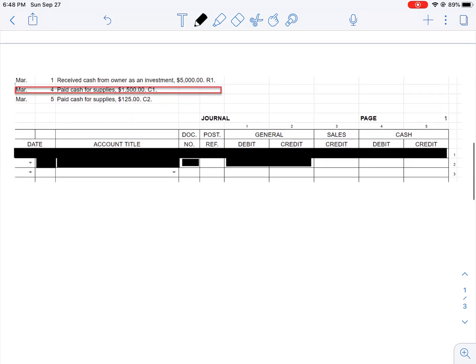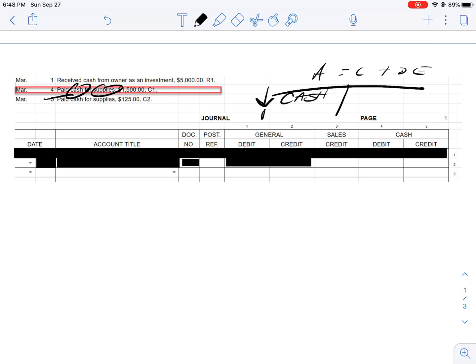Moving on here, paid cash for supplies. Again, let's go to this one, paid cash, supplies. Okay, assets equal liabilities plus owner's equity. We have my cash. We know that that is going down. We have my supplies, and that is going up. We know that we increase assets with a debit. We decrease assets with a credit. If you take a look over here, it does appear that we do not have anything in our cash columns there.